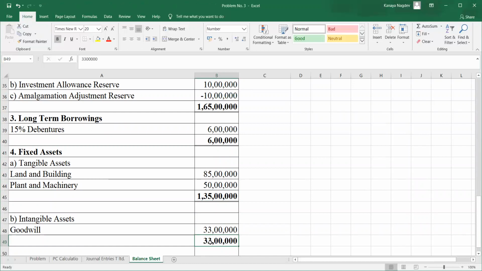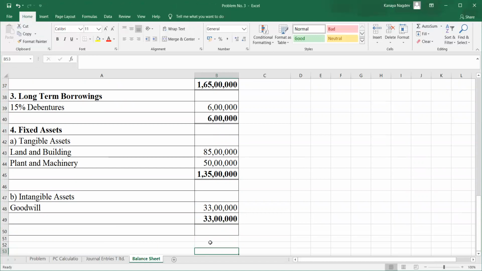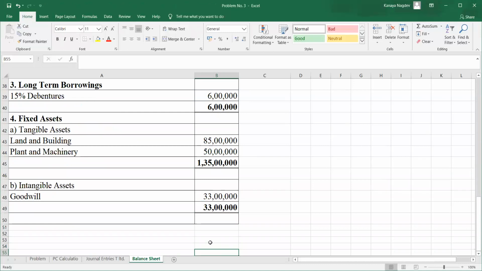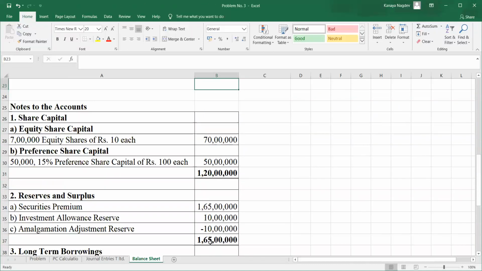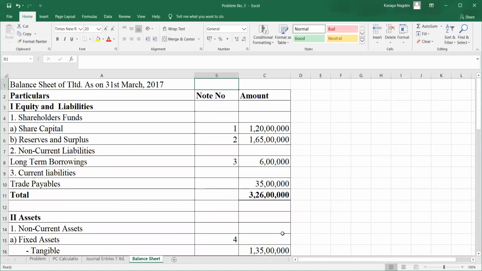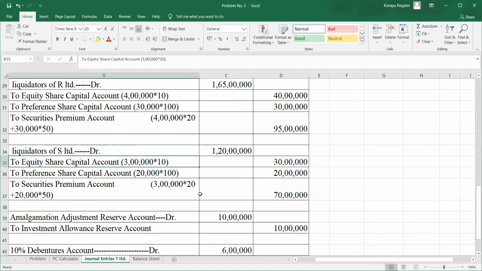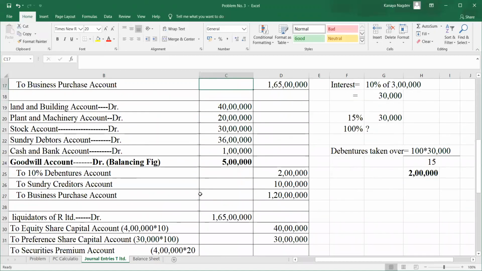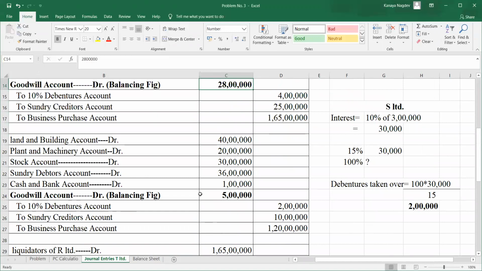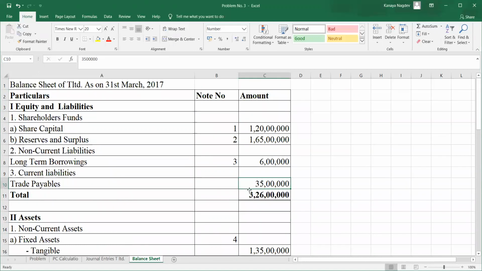Intangible assets, goodwill, this was the balancing figure in our problem. 33 lakh is the amount of goodwill, 28 lakh of R Limited and 5 lakh of S Limited. So taken together it comes as 33 lakhs. We just need to post this in our balance sheet. 1 crore 20 lakh, 1 crore 65 lakh, long-term borrowing 6 lakh, trade payables we are simply taking from our journal entry. If you refer to the journal entry once again, you just need to take it from the balance sheet, from your journal entry. Here creditor is 25 lakh, here creditors are 10 lakh. So 25 plus 10, that is creditors amount is 35 lakh.